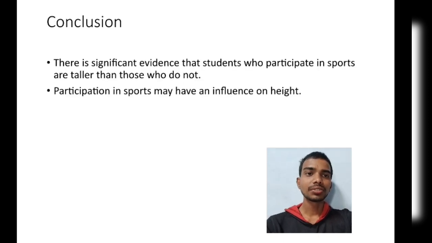Conclusion. There is significant evidence that students who participated in sports are taller than those who did not. Participation in sports may have an influence on height.